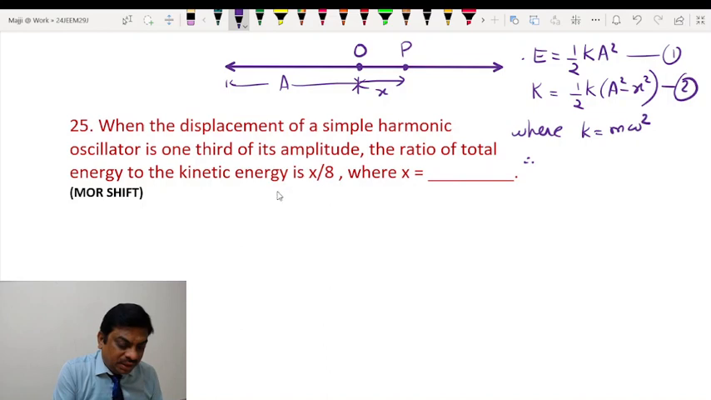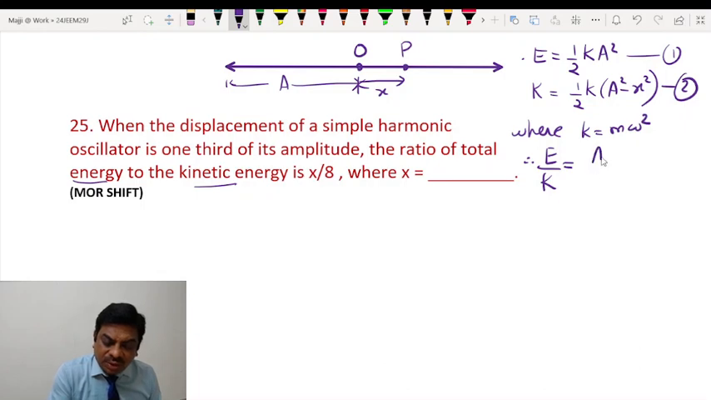So since we have to find the ratio of total energy to kinetic energy, we have to find E by K. So divide equation 1 by 2 to get A square upon A square minus x square. So this is the required ratio. It is given that x displacement is 1/3 of its amplitude. So we have been given that x is equal to A by 3.